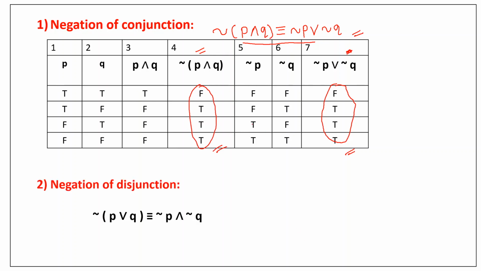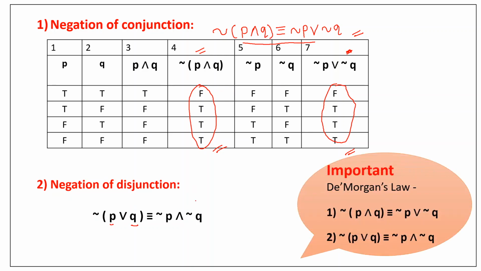Next, negation of disjunction. So what will happen if we apply negation to disjunction? See, negation of P or Q is equivalent to applying the negation and changing 'or' to 'and'. These two are called De Morgan's laws, and you have to remember these too.